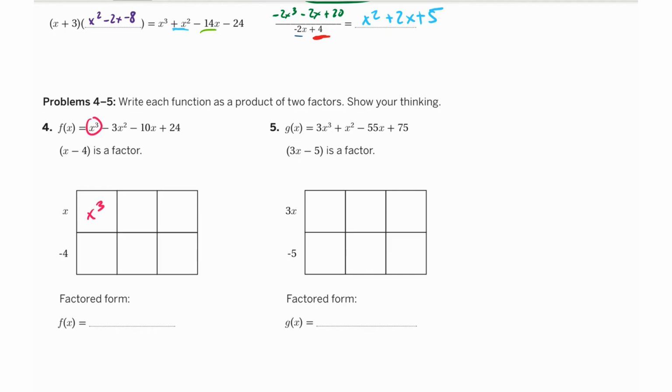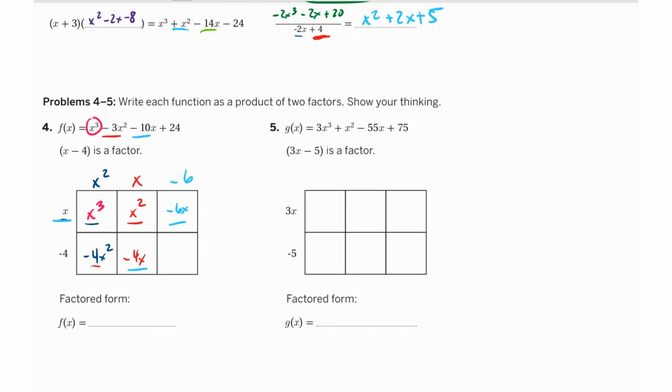in the first box. X times x squared would give me x cubed. X squared times negative 4 is negative 4x squared. My next color here, because I know these corners have to add to negative 3x squared, so that would just be positive x squared. Then x times x would give me x squared. X times negative 4 is negative 4x. Next color, these two have to add to negative 10x, so this has to be negative 6x.